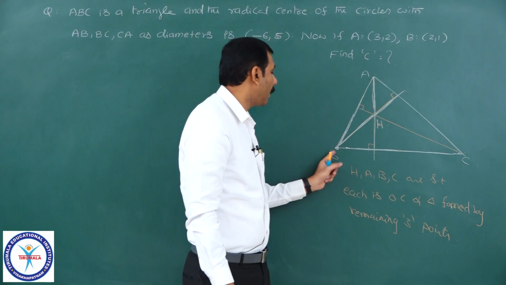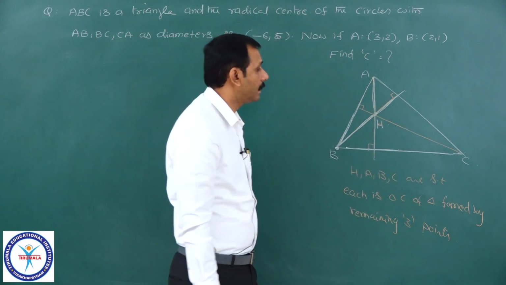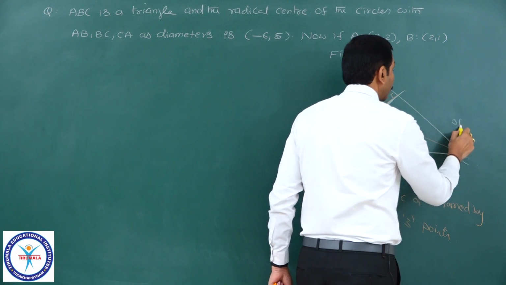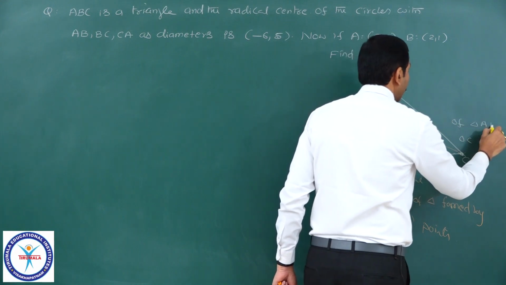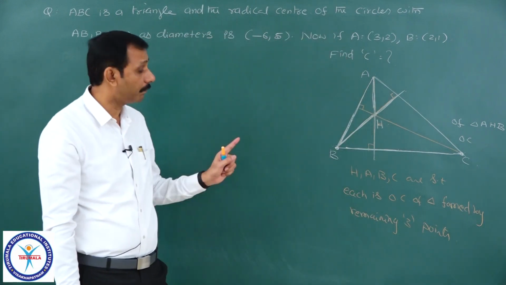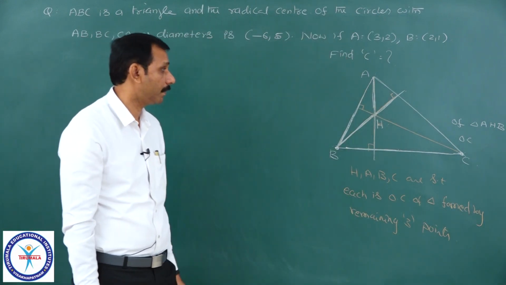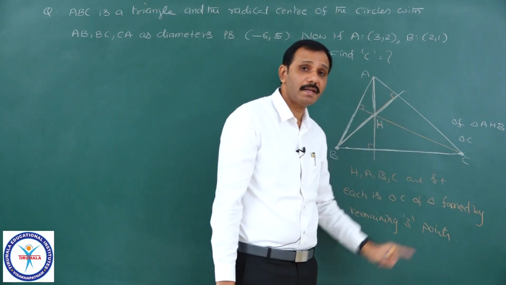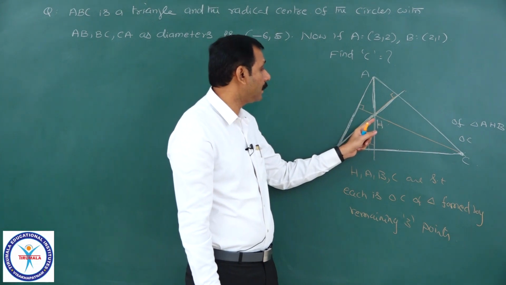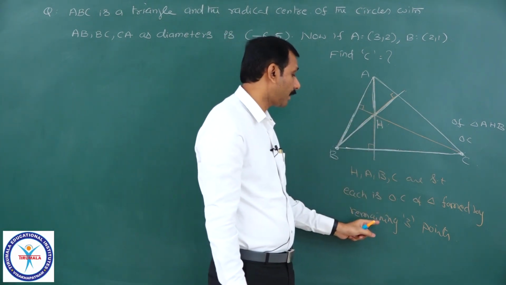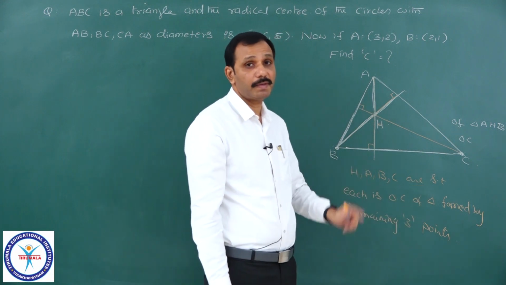Because AC is one altitude and BC is another altitude, the point of intersection is C only, which is the orthocenter of triangle AHB. That is the concept here. So, a very important concept one has to remember. If H is the orthocenter of triangle ABC, then these 4 points H, A, B, C are such that each is the orthocenter of the triangle formed by the other 3 points.